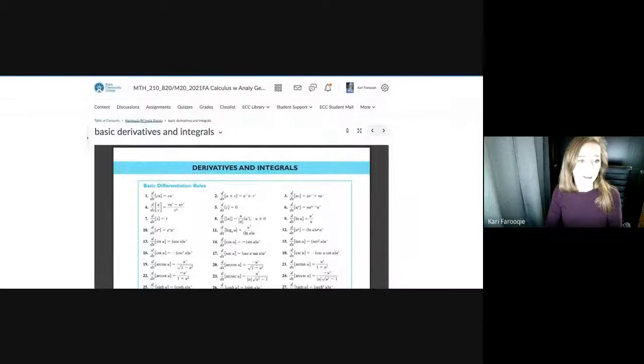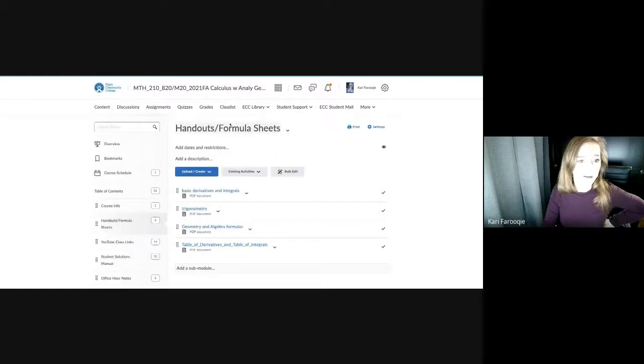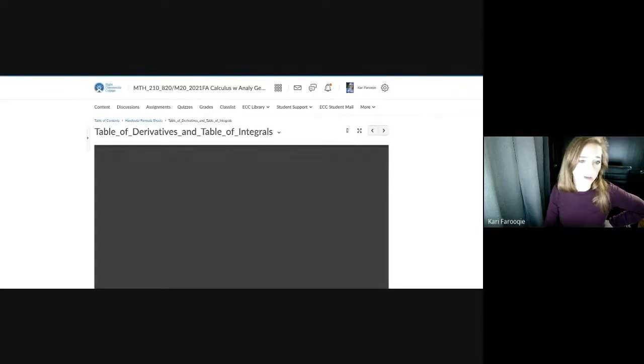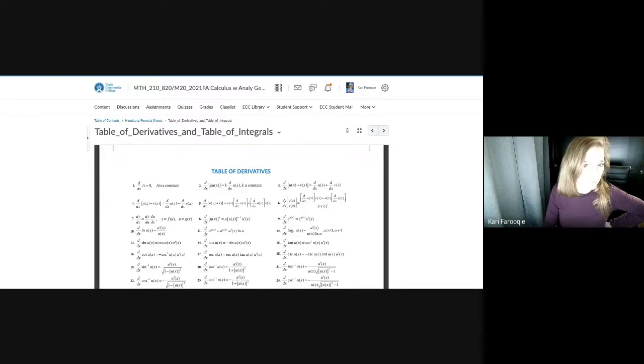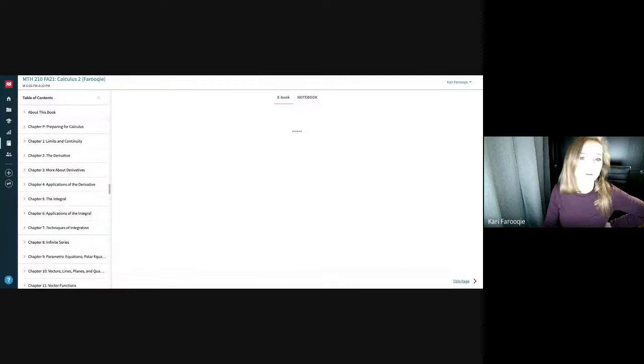What I added today in handouts and formula sheets in the content section was the table of derivatives and table of integrals. Now, this is actually in the back of your Sullivan book. It's in the way, way back. I don't know if anybody even has a paper copy. It should also be available in the ebook in the back. I could probably look at that right now. Wait. Let me look at it real quick. Might as well look at it with you, right?